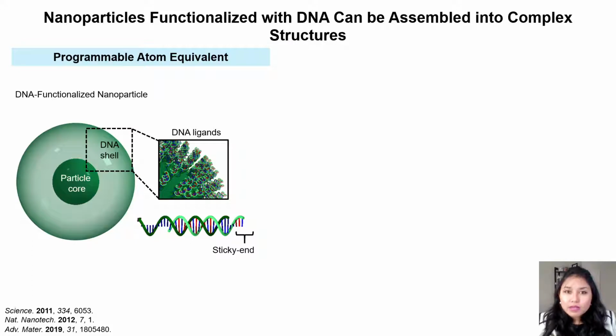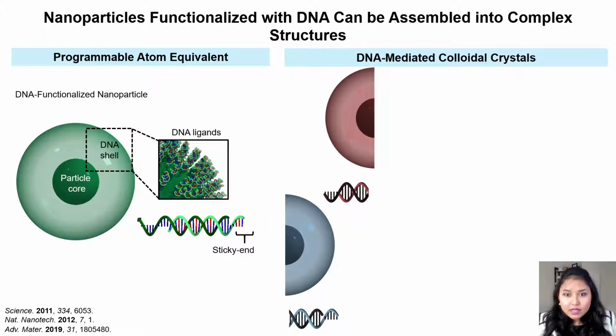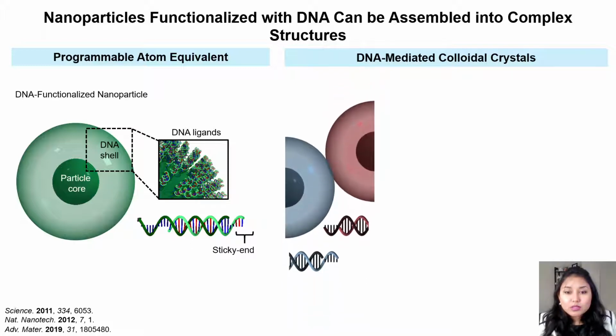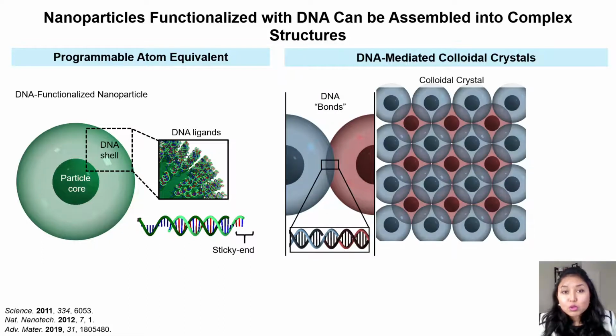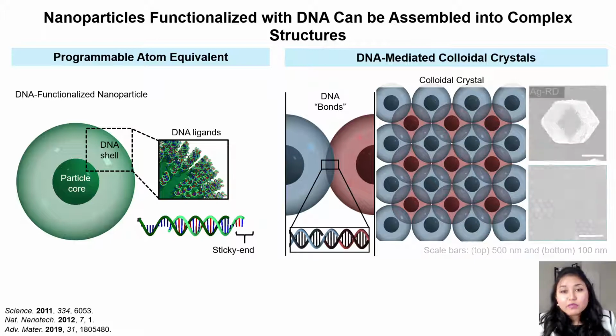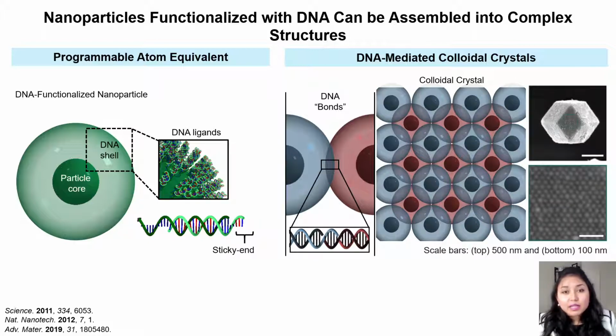So if we were to have two sets of nanoparticles that have complementary DNA, then these two sets of nanoparticles would interact with each other and form DNA bonds between them. And the same way atoms come together to form crystals, these colloidal particles can come together to form colloidal crystals. And we can even visualize these crystals by electron microscopy. Here in this example, a crystal that is made out of gold nanoparticles is shown.